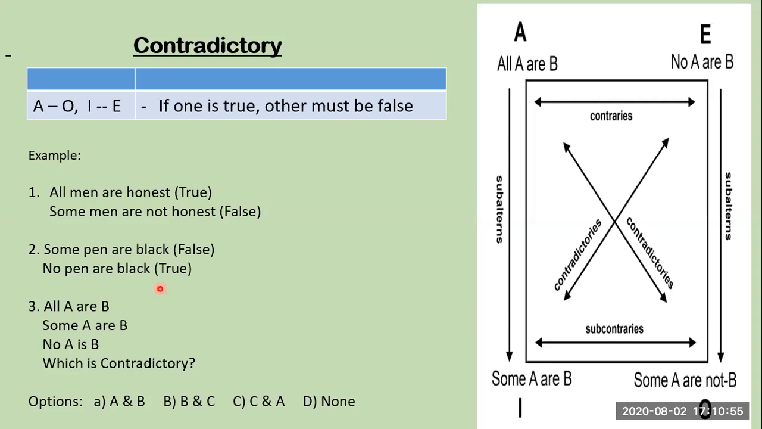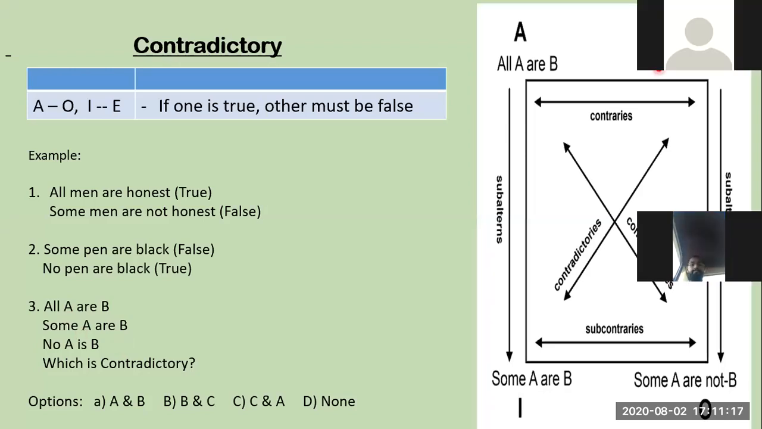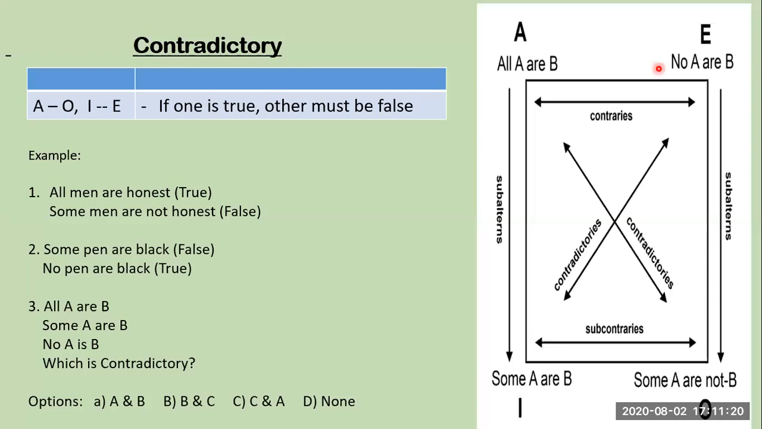And again, we'll move to your question paper solution. All A are B. So they're telling that this is all. And again, some A are B. So some means I. And again, no A is B. No means this. So out of these three statements, which is contradictory? Contradictory means which is opposite to each other. So we'll see one by one. All and some. So A and some. So it's not opposite. It's taking a direction of subalternation. So these two cannot be a pair.